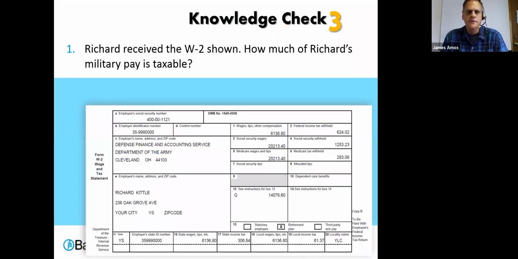So let's take a look at this. Richard received the W-2 shown. How much of Richard's military pay is taxable? Take a look at that. And Lisa, I'm going to ask you to be the first one. Could you look at that and tell me how much is actually going to be taxed for federal income tax purposes?